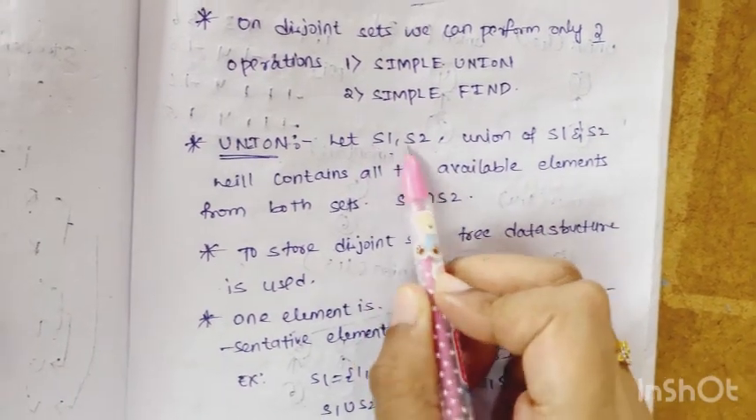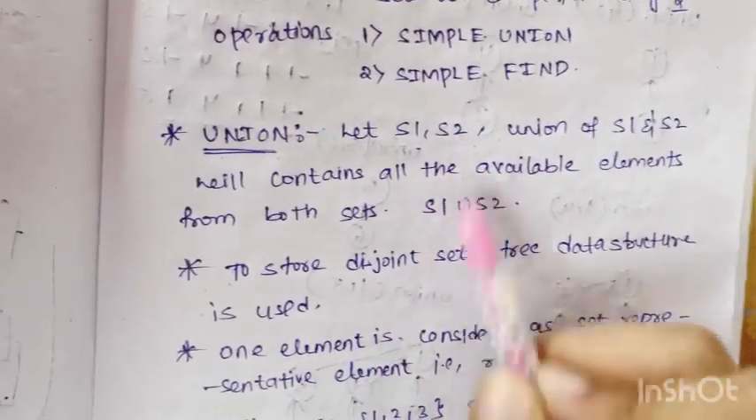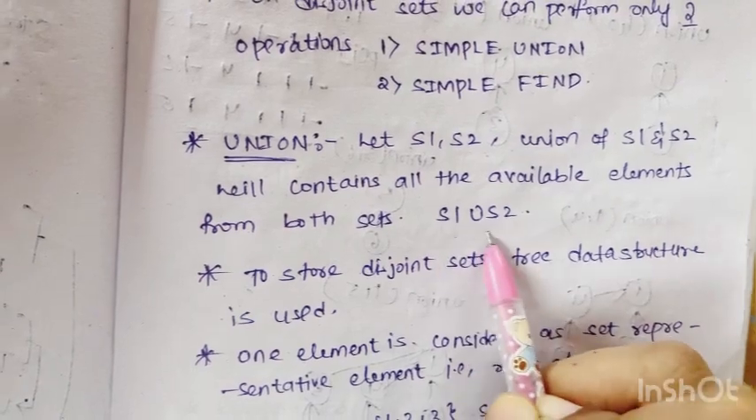The elements in S1 and the elements in S2, all combined, will be represented as the result of S1 union S2.